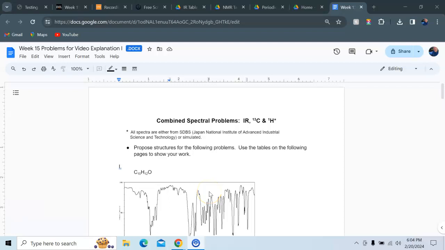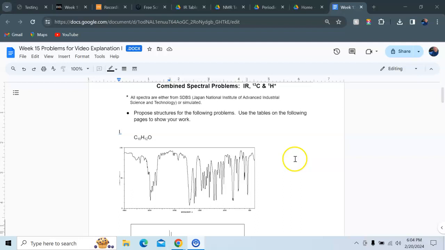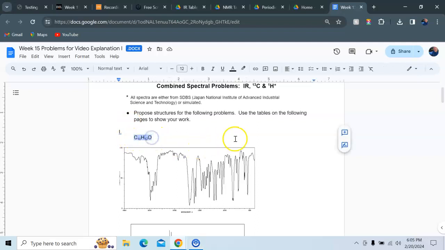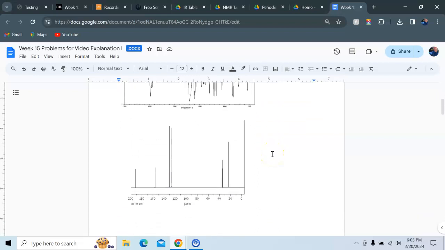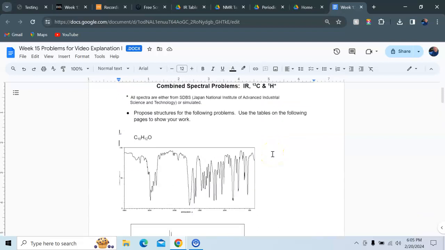Hi, okay, I am going to walk you through how I elucidate the structure of this molecule with molecular formula C10H12O using these combined spectra. And this is group 9 for the week 15 activity.